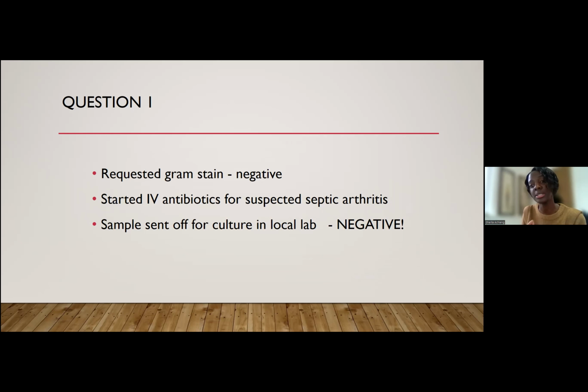So one of the quickest things to do in ED or in the AMU setting is to send off a sample and ask for a gram stain. Gram stains sometimes come back negative, even with positive cultures, but that can give you a quicker turnaround in terms of getting results within 24 hours to say if it's a septic arthritis or not. So we started IV antibiotics and we sent off a sample for culture to our local laboratory, which surprisingly came back negative. We were quite convinced from the clinical presentation and the appearance of the fluid that she did have a septic arthritis.